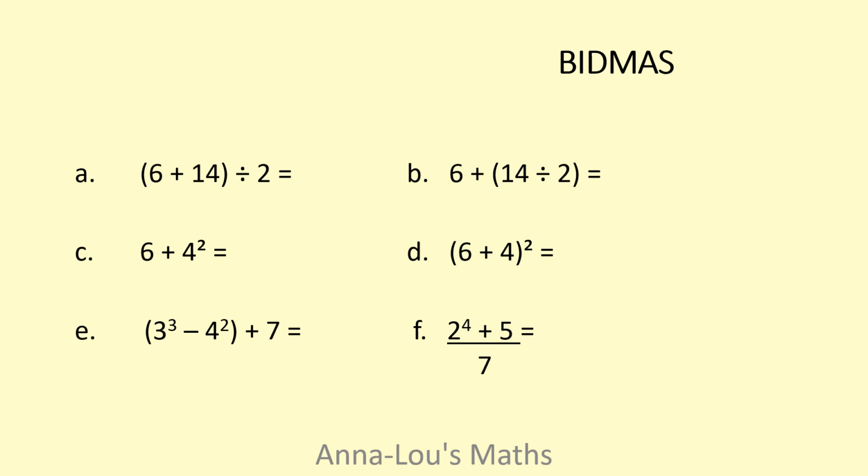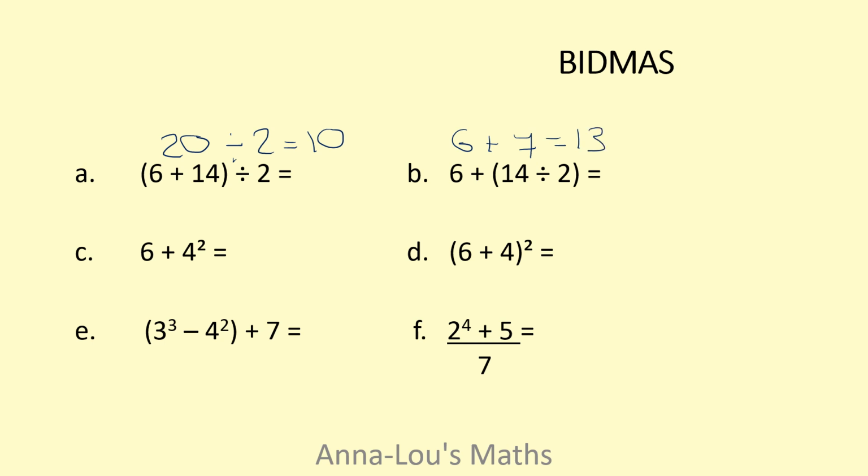So the first thing I'm going to do is my brackets. So in my brackets, 6 plus 14 gives me 20. 20 divided by 2 gives me 10. My second one, 6 plus bracket 14 divided by 2 bracket. Again, I'm going to do my brackets first. So 14 divided by 2 gives me 7. 6 plus 7 gives me 13.